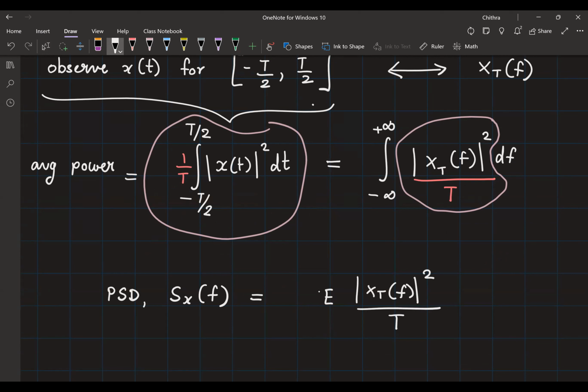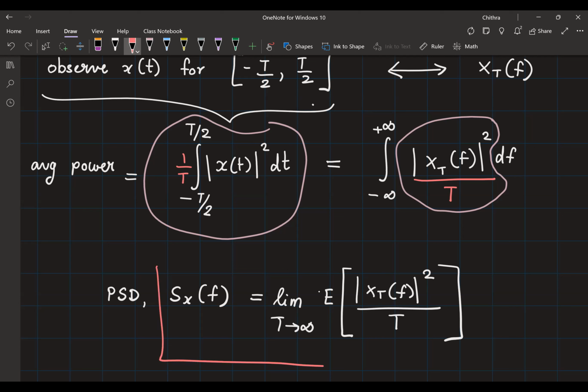I look at its expectation, and then I tend this T to infinity. Okay, so this is the definition of the power spectral density.